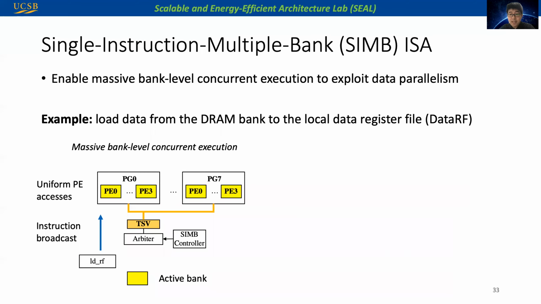In the next few slides, I will introduce SIMB ISA's main features. First, it enables massive bank-level concurrent executions to exploit data parallelism. For example, here we would like to load data from the DRAM banks to the local data register file. A load RF instruction will be broadcast to all PEs through TSVs, and in a uniform PE access, all banks will be activated.